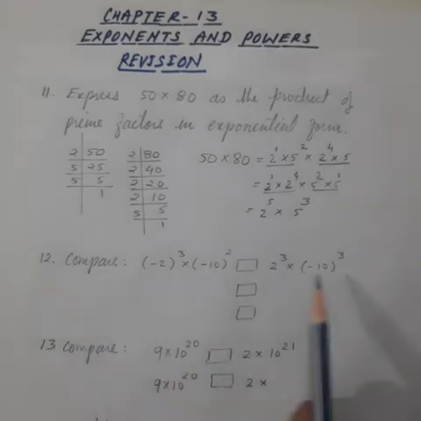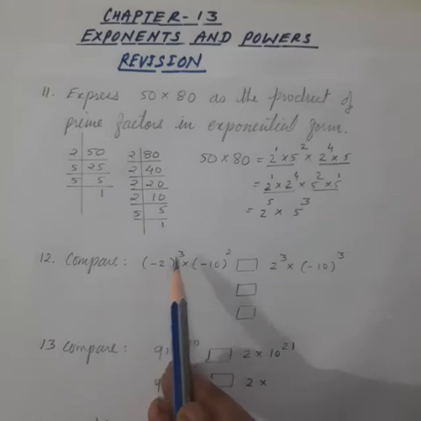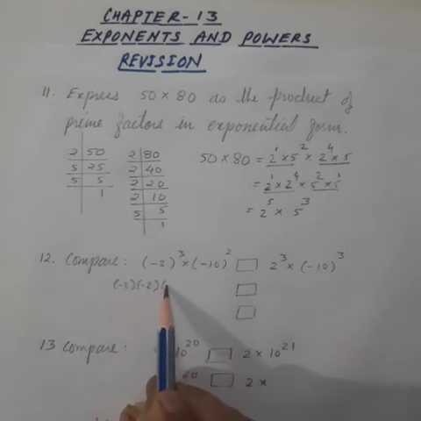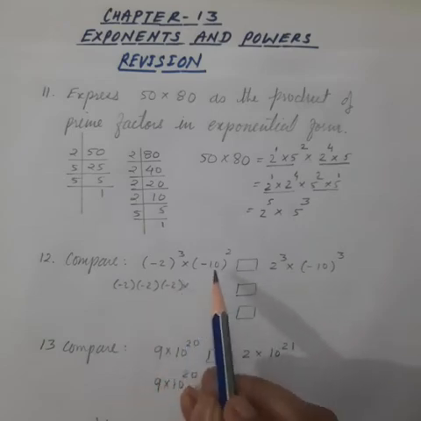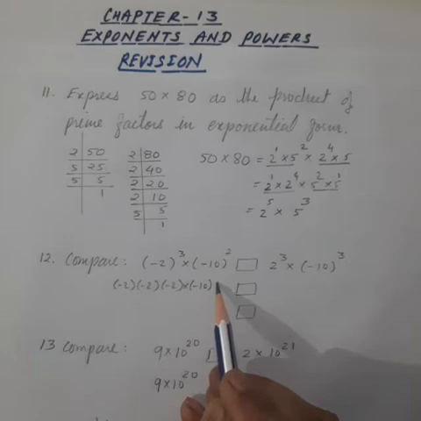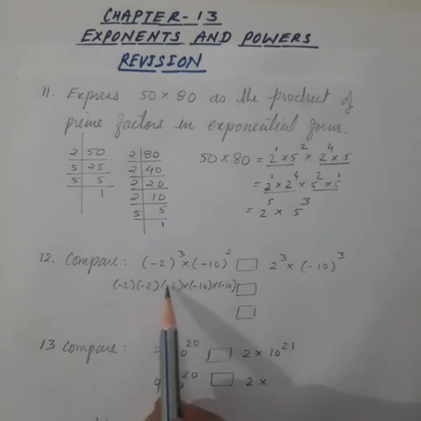Question 12. Compare. Let us find out the value of left hand side first. Minus 2 cube means minus 2 is multiplied by itself 3 times. And minus 10 square means minus 10 is multiplied by itself 2 times. Find the value. In this multiplication, negative sign is 5 times, odd number of times.